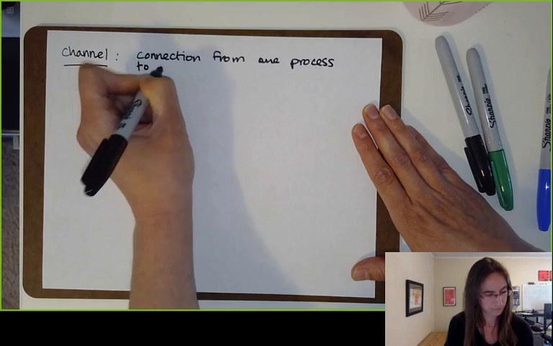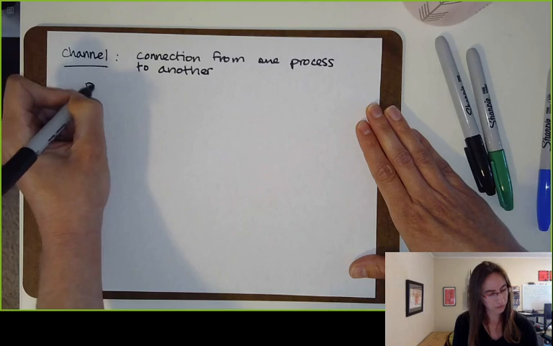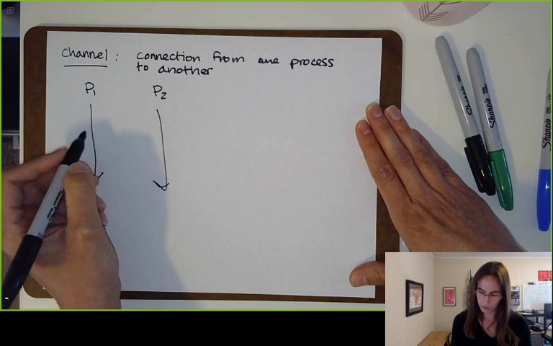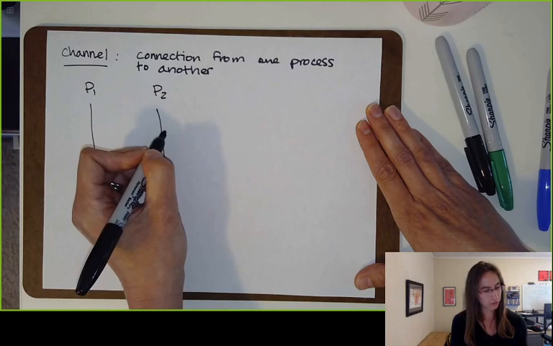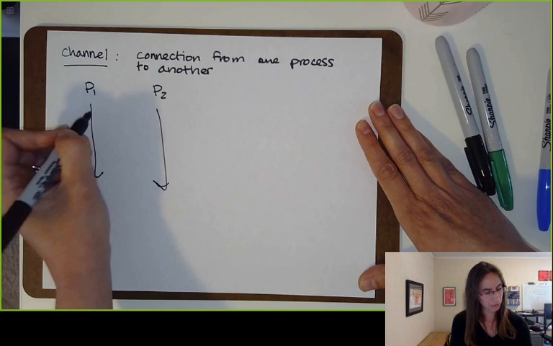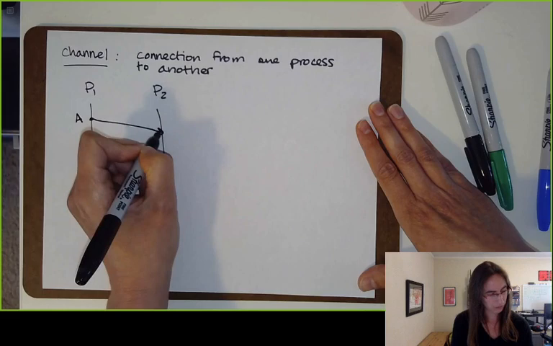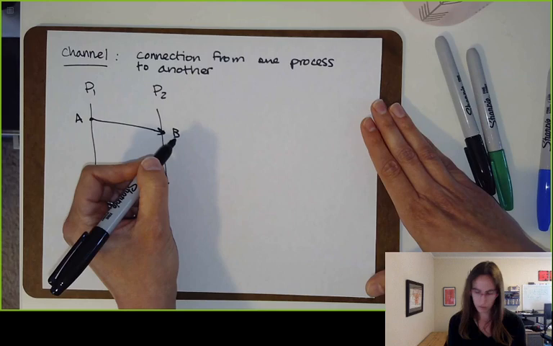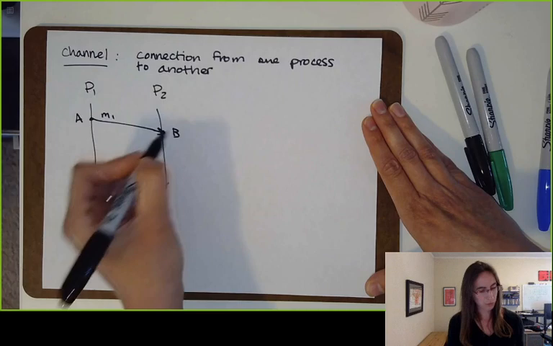If you have processes P1 and P2 sending and receiving messages, then we have two channels in this case. There's the channel from P1 to P2, and there's the channel from P2 to P1. So channels are one way. They go from one process to the other. It's like a one-way road. In particular, if this were event A and this were event B, and A were a send and B were a receive, then this message, we can call it M1, traveled through the channel from process one to process two.